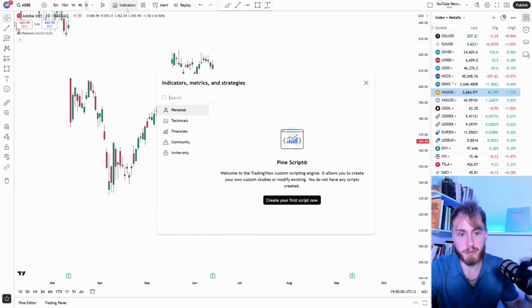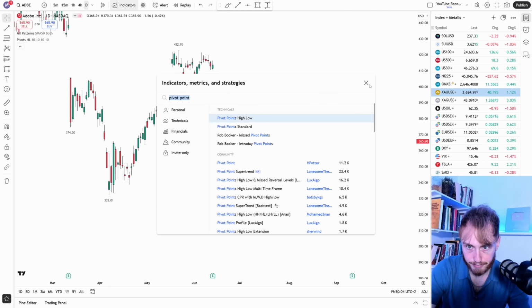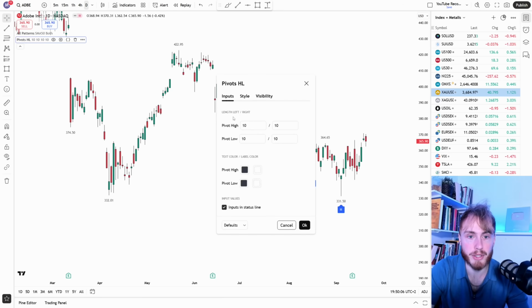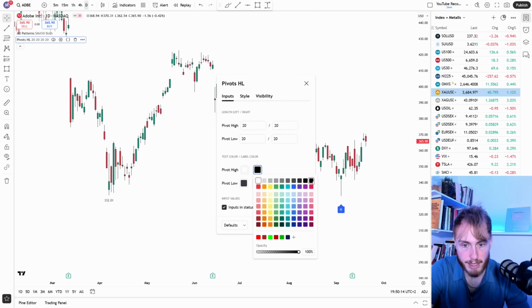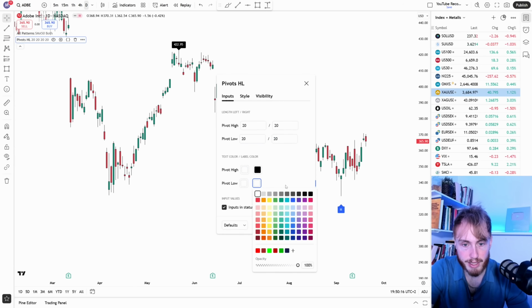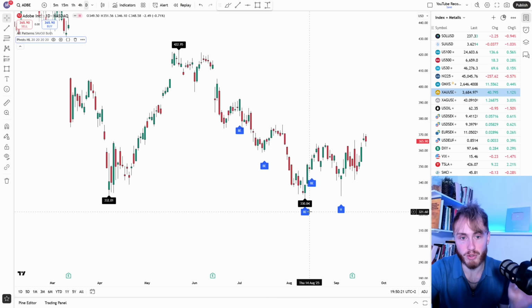Now I'm gonna first of all open up the pivot point high and low right here. As we did before, I'm gonna change the settings to 20, 20, 20, 20, right? We change this to white, black. We change this to white, black. And now we have the significant pivot points on the chart.